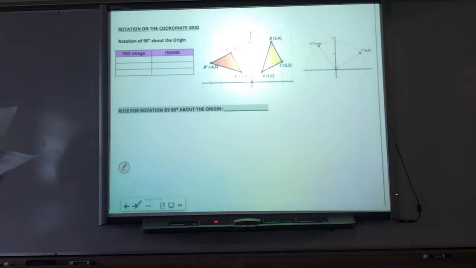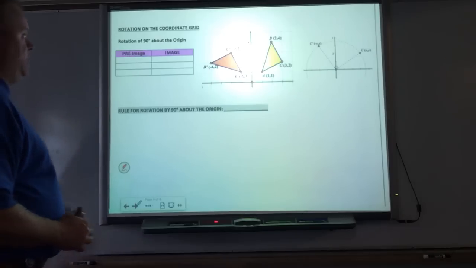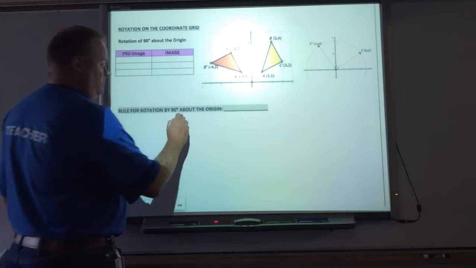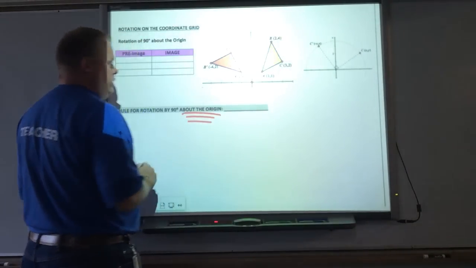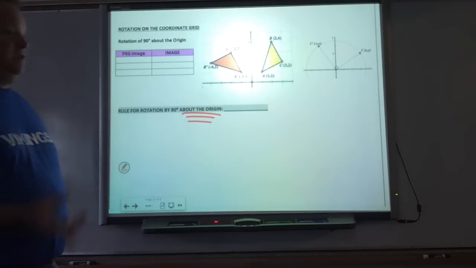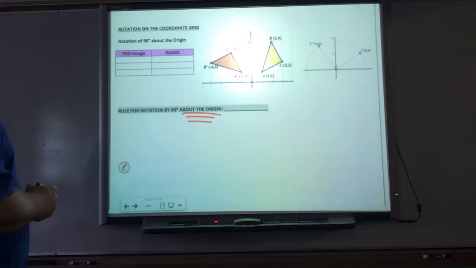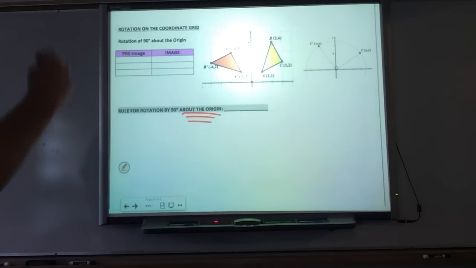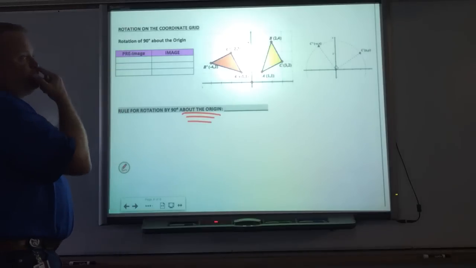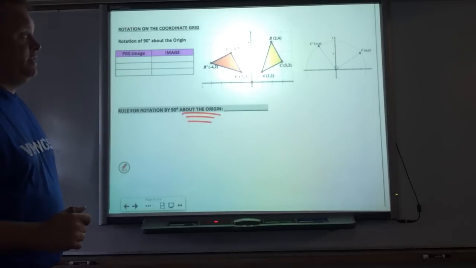The next part, we're going to talk about the rules for rotation on the coordinate grid. Now, I need to remind you that this is only going to work about the origin. So I'm going to underline it right here because it only works about the origin, which means I need to rotate about the origin, okay? And so I look at this and it says rotation of 90 degrees about the origin. I have a pre-image, I have an image, I have a box.